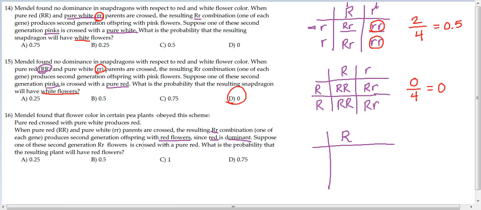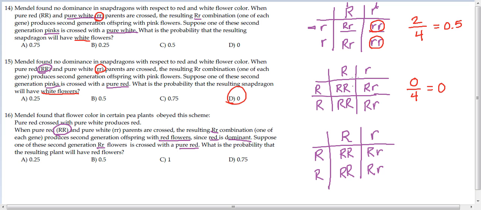So suppose one of these second generation big R, little r flowers is crossed with a pure red. We're going to take a big R, little r, and cross it with a pure red, and pure red is just like it was above, big R, big R. So we create our table again: 2 big R's, a big R and a little r, 2 big R's, and a big R and a little r.